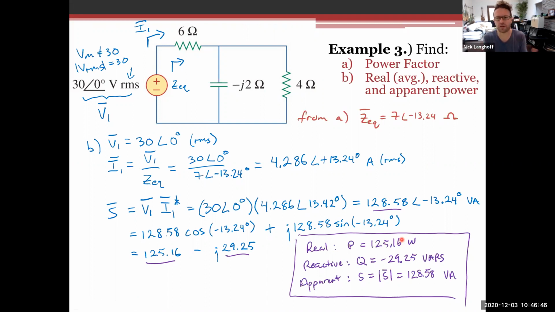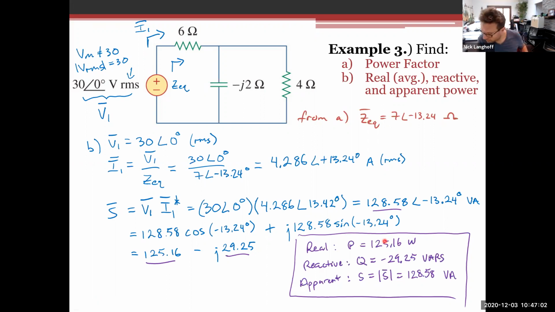can start to feel the connection between the magnitude of the apparent power, that is, the magnitude of the complex power, and the real power. Again, they're related by that power factor.